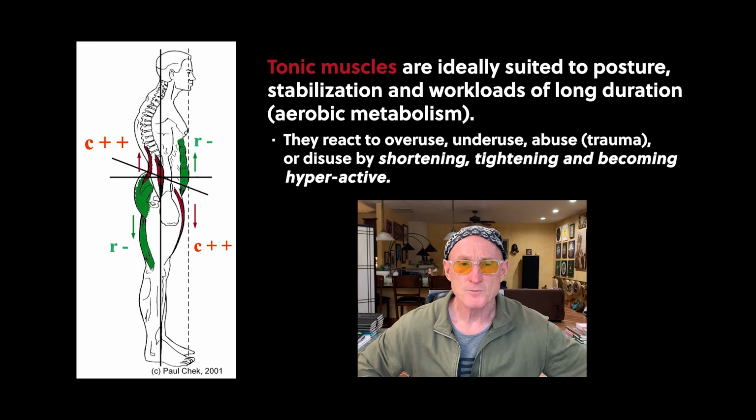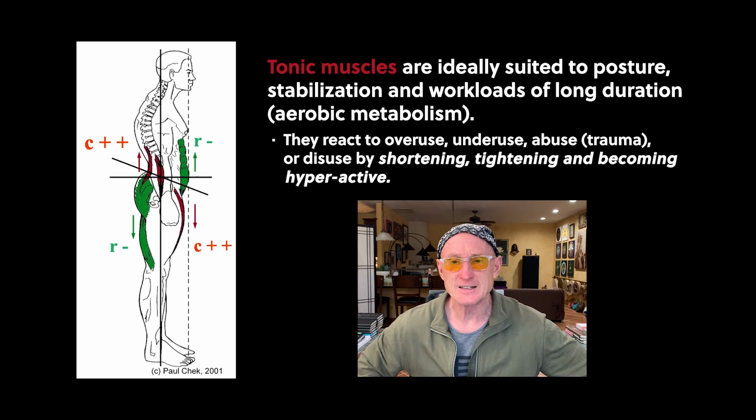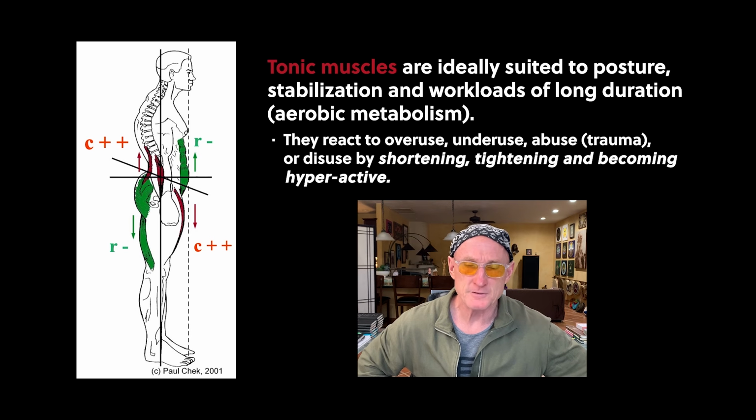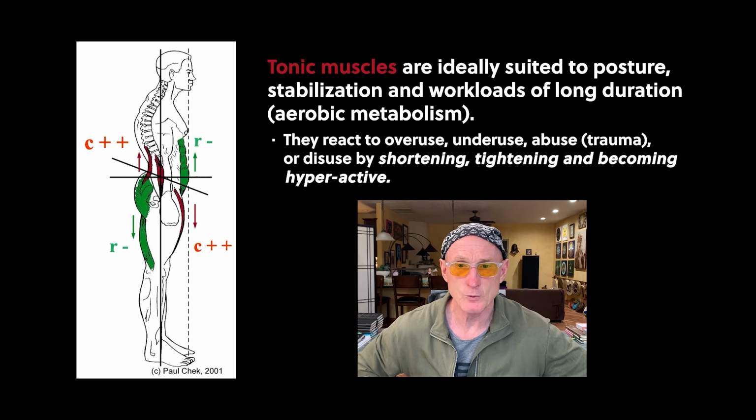These tonic muscles react to overuse, underuse, abuse, such as trauma, or disuse, such as being completely sedentary as opposed to just lack of exercise. Someone, for example, forced into bed rest in the hospital due to a coma, by shortening and tightening and becoming hyperactive. The aerobic fibers have a lower threshold of stimulation. So as soon as the body starts to move or is in pain, they get excited very easily. So they're kind of like workaholics, especially when the body's out of balance.